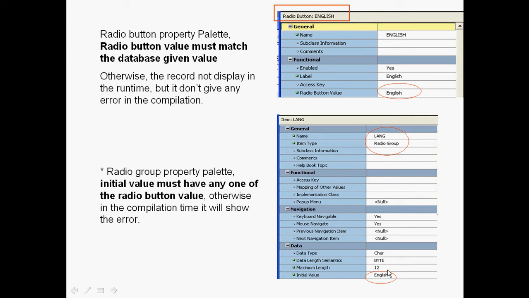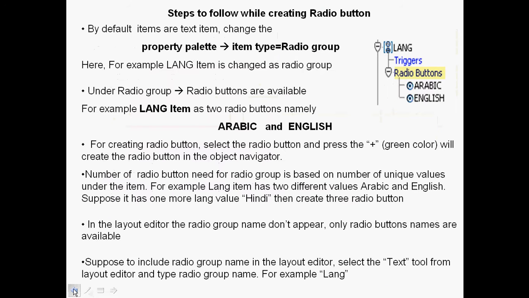Here it has the initial value. Suppose I am not giving the initial value, it will give an error while compiling. But if the value is not matching, it won't give an error in compilation. But at runtime, the record won't display. This is what happens at runtime actually. This is a major one.